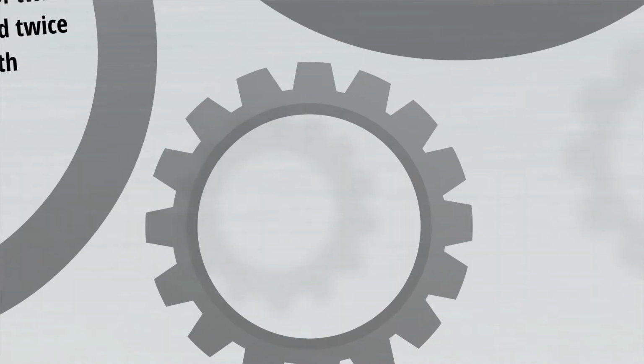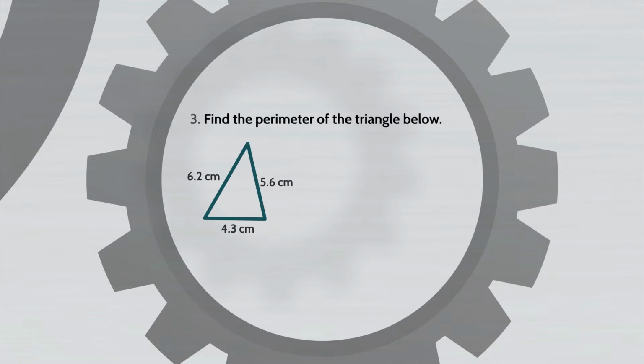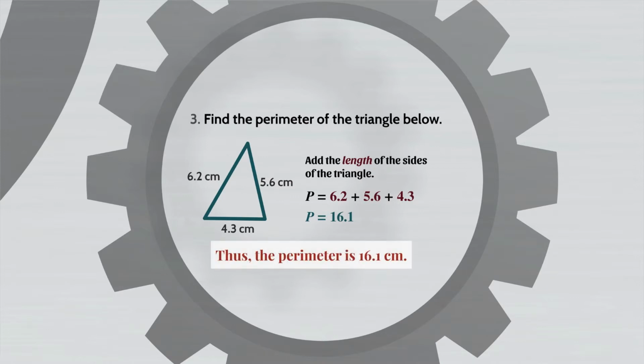Let's try finding the perimeter of another geometric figure. Find the perimeter of this triangle. Since everything is given, this is very easy to solve. We just need to add the length of the sides of the triangle. That is, P = 6.2 + 5.6 + 4.3. Adding results to 16.1. So, 16.1 is equal to P. Thus, the perimeter of the triangle is 16.1 centimeters. That's enough knowledge about perimeter. Now let's move to the next topic.